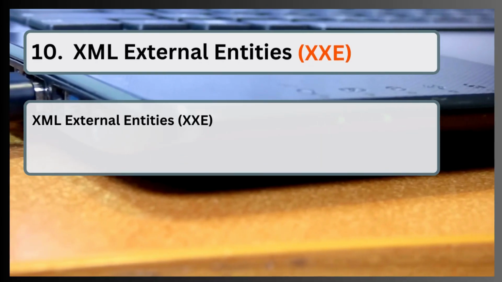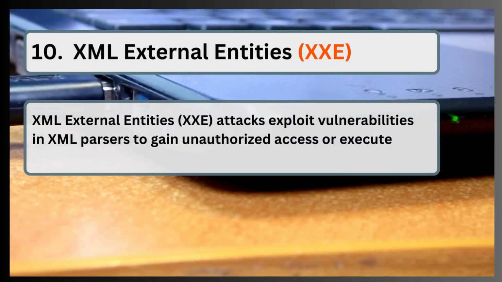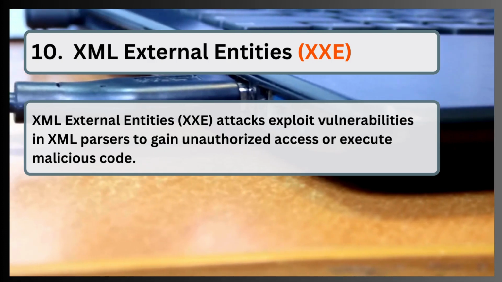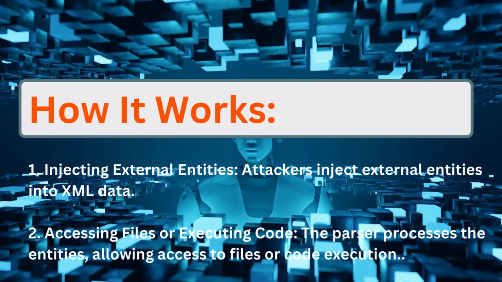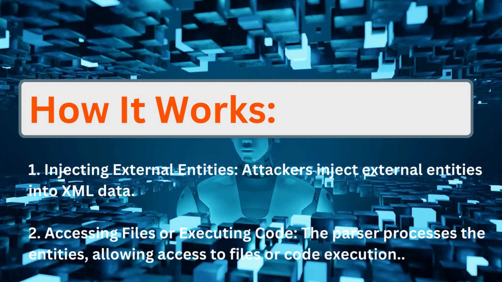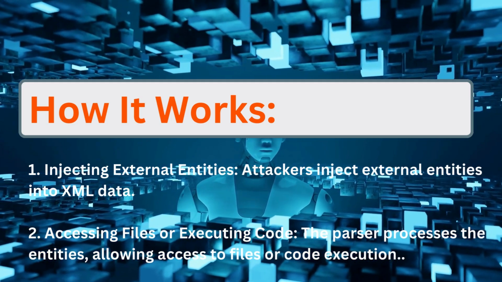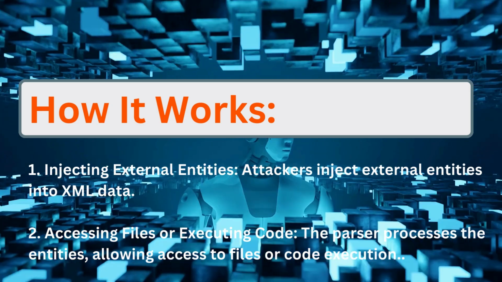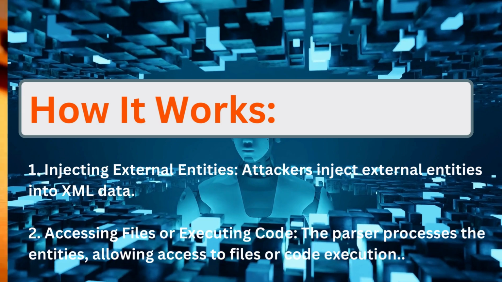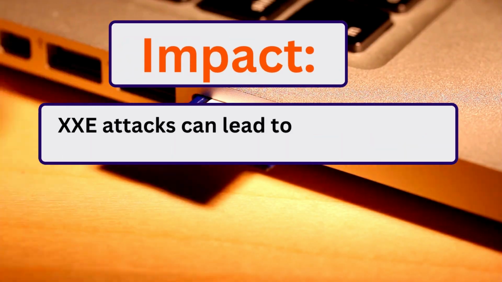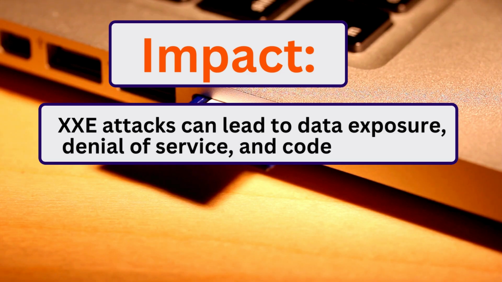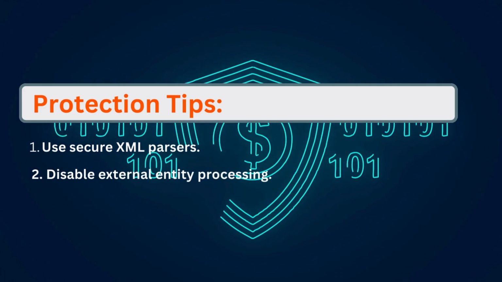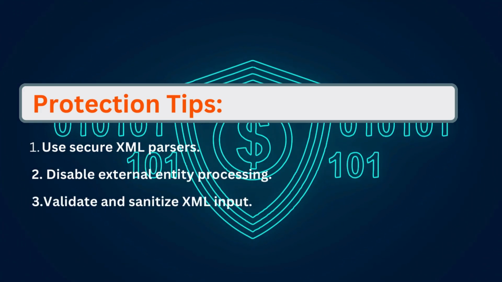Tenth, XML external entities. XXE attacks exploit vulnerabilities in XML parsers to gain unauthorized access or execute malicious code. How it works. Injecting external entities. Attackers inject external entities into XML data, accessing files or executing code. The parser processes the entities, allowing access to files or code execution. Impact. XXE attacks can lead to data exposure, denial of service, and code execution. Protection tips. Use secure XML parsers, disable external entity processing, and validate and sanitize XML input.